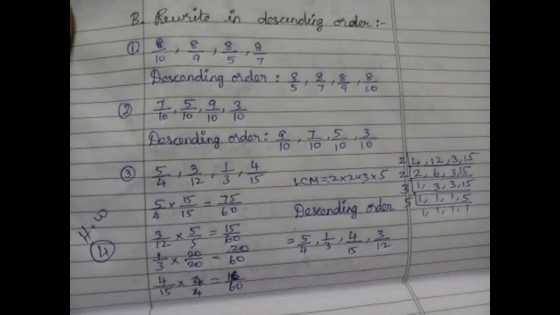Next, part B, ascending order we completed. Now descending order. Descending order is bigger number to smaller number. So first sum is 8 by 10, 8 by 9, 8 by 5, 8 by 7. All the numerators are equal, so compare the denominators. The smallest denominator will be the bigger fraction. So you can write the descending order 8 by 5, 8 by 7, 8 by 9, 8 by 10.